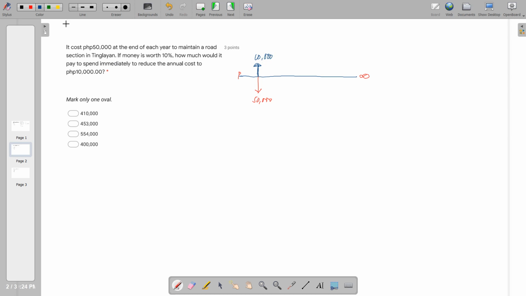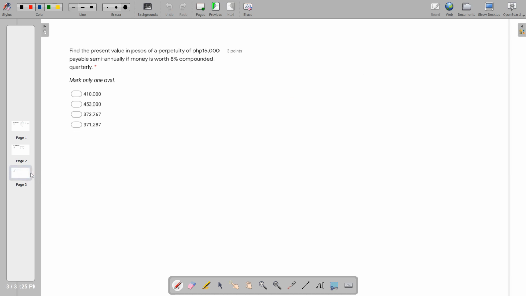So therefore, the net annual amount is 40,000, because we get the difference of that until we reach perpetuity. So the present worth is equal to A all over I. Hence we have 40,000 as the annual requirement for that maintenance, and our I is 10%, that is 0.10, and obviously the answer is 400,000 pesos. So this is the answer. Moving on to the next problem.